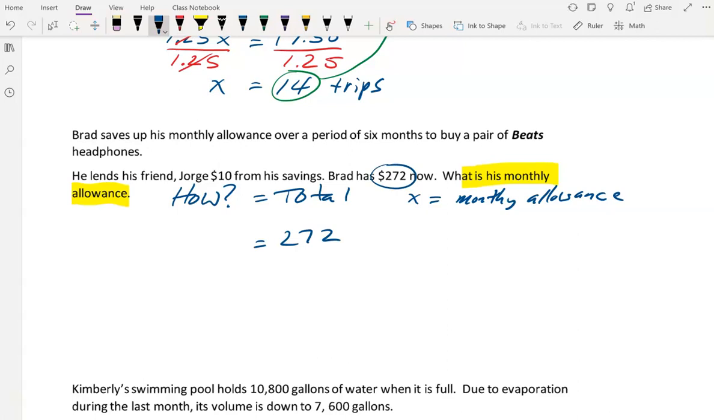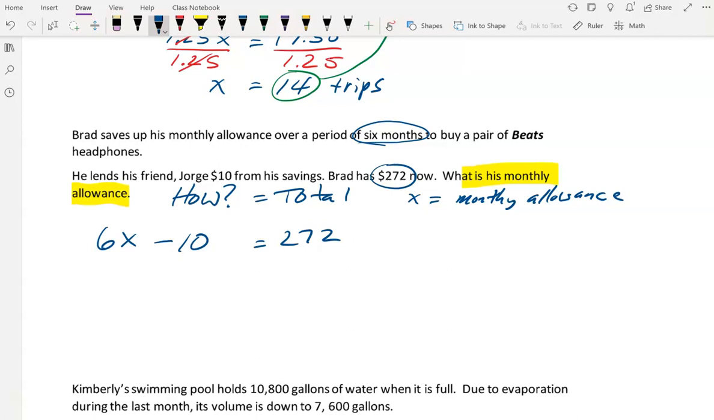Well, let's see here. He is saving money for 6 months. So 6 multiplied by his monthly allowance, so 6 times x. But then he gave George $10. So he has to subtract the $10 that he gave to George to end up at the $272. Now, with that, we should be able to figure out what it is.